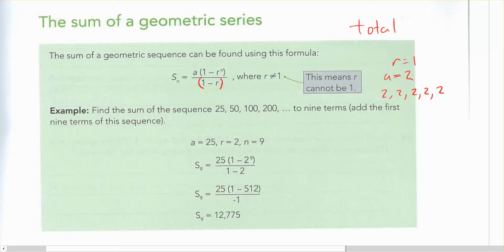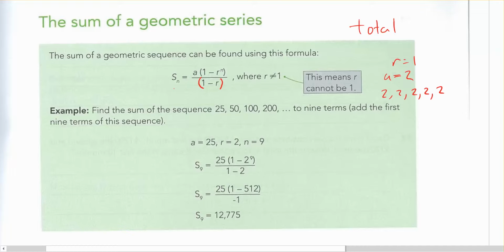You're not allowed to divide by 0. So if you've got r equals 1, go back and look. You've done something wrong. Other than that, the formula should be okay. So a is still your first term, r is still your common ratio. This is summing up to the first n terms.